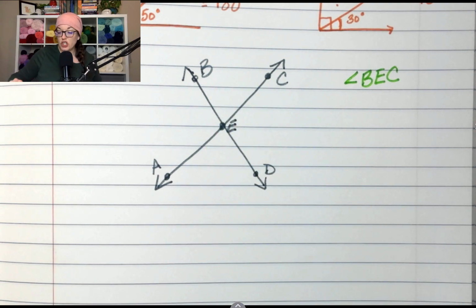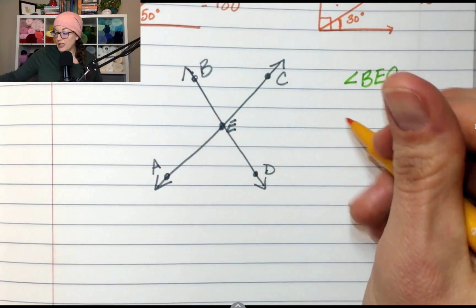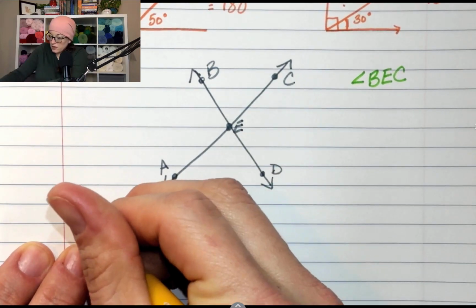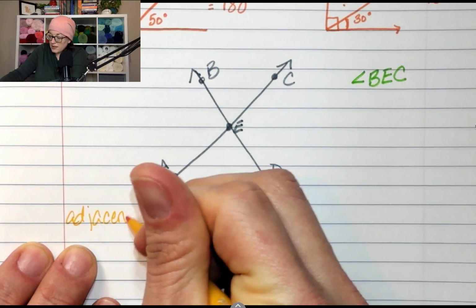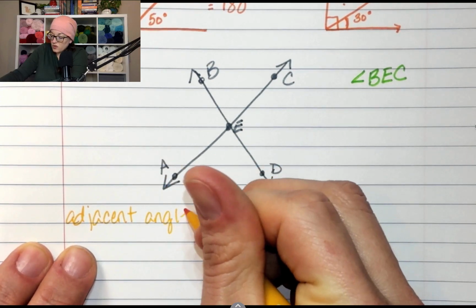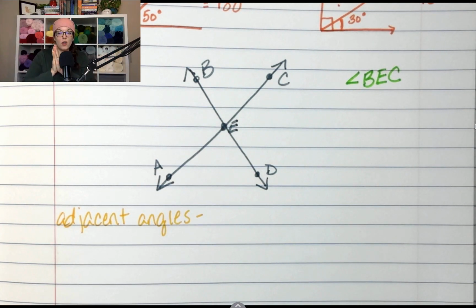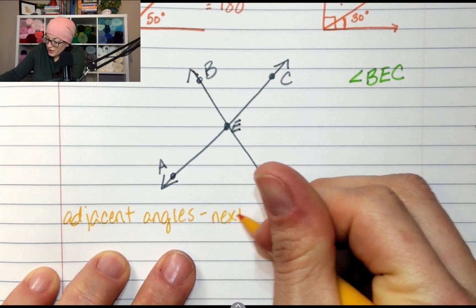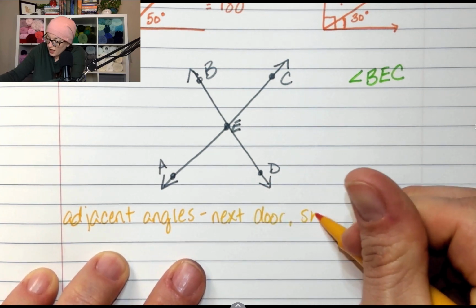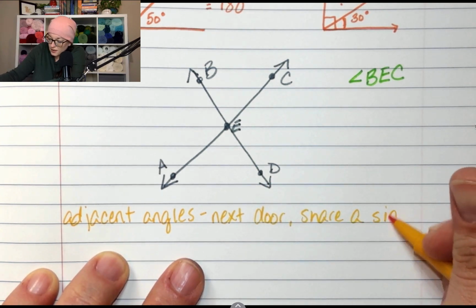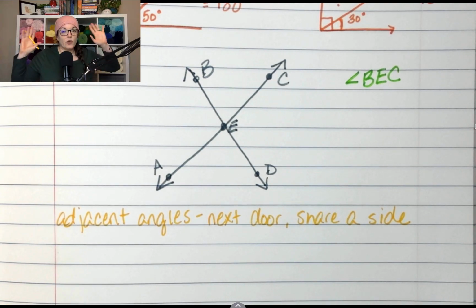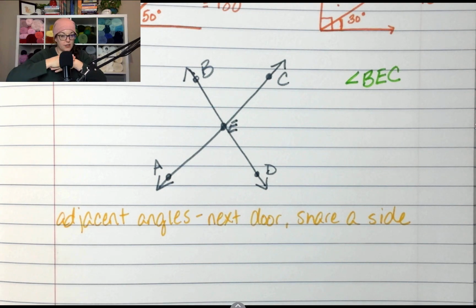All right, adjacent angles. Adjacent angles mean they are right next door to each other. They share a wall, they share a side. Like if you're in one room and there's a room on the other side of the wall and you can knock on the wall and knock back and forth, then those two rooms are adjacent because they're next to each other.